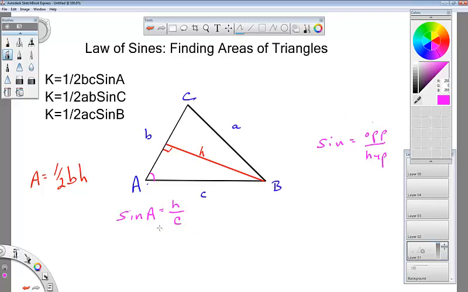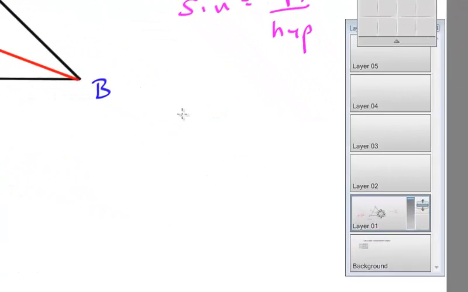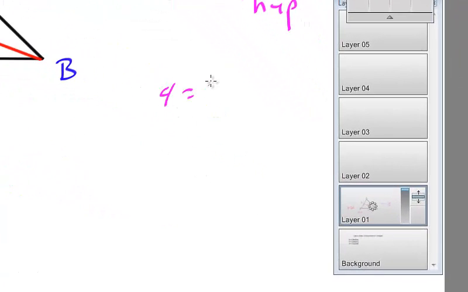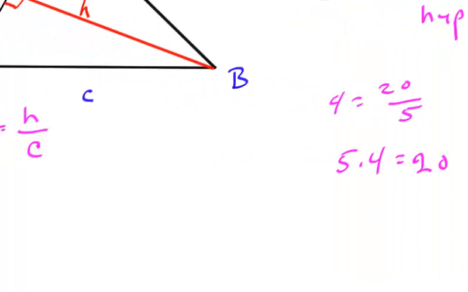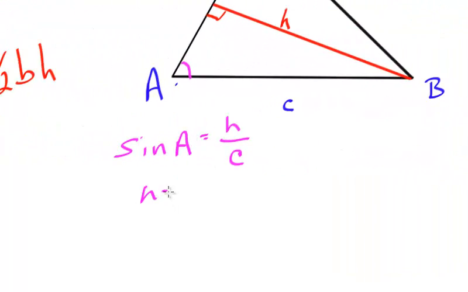And if we turn around and solve this for h, just like if we know that 4 equals 20 over 5, and I want to know what 20 equals, this equals 4 times 5, or 5 times 4 is 20. So if we use that example here, h, like the 20, is c times sine of A. So h actually equals c times the sine of A.